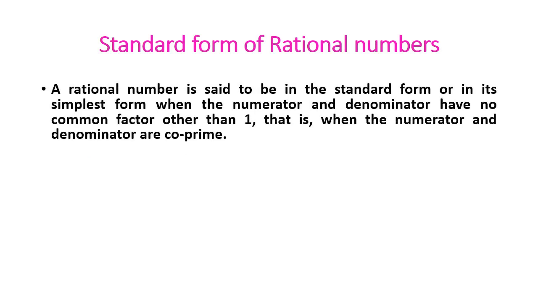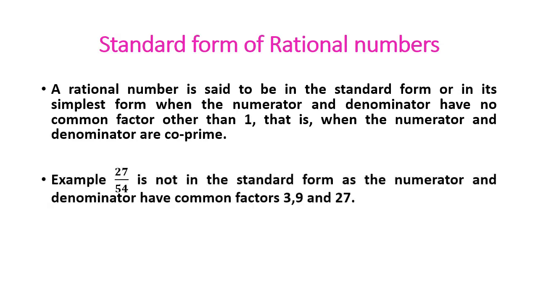Standard form of rational numbers: a rational number is said to be in the standard form or in its simplest form when the numerator and denominator have no common factor other than 1, that is, when the numerator and denominator are co-prime. Example: 27 by 54 is not in the standard form, as the numerator and denominator have common factors 3, 9 and 27. So the standard form of 27 by 54 is equal to 1 by 2.